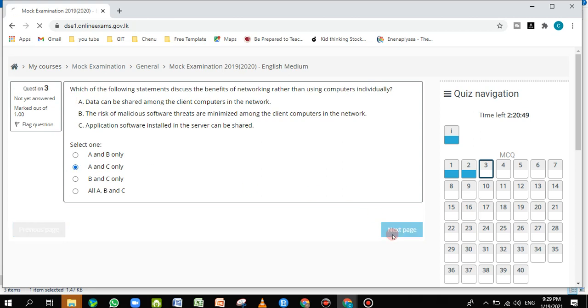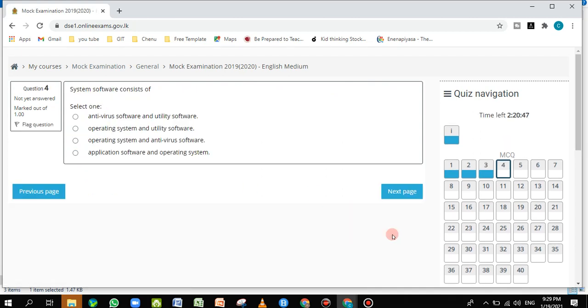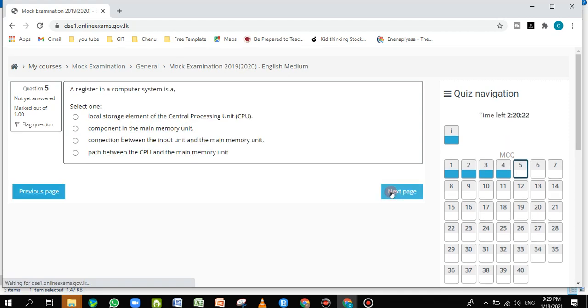Okay, next one. System software consists of, okay, you have to select one. Antivirus software and utility software. Okay, we'll go to the next one. Operating systems and utility software. Okay, that's true. OS and utility software. Antivirus is a utility software. Okay, so we'll go to the next one. That is the most appropriate answer.